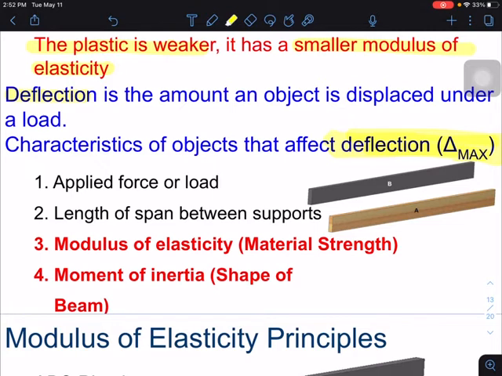The four factors that determine the maximum deflection are the force, also called the load, the length of the span, which needs to be in inches, the modulus of elasticity, and the moment of inertia, what we were just talking about previously. Those are the four things.